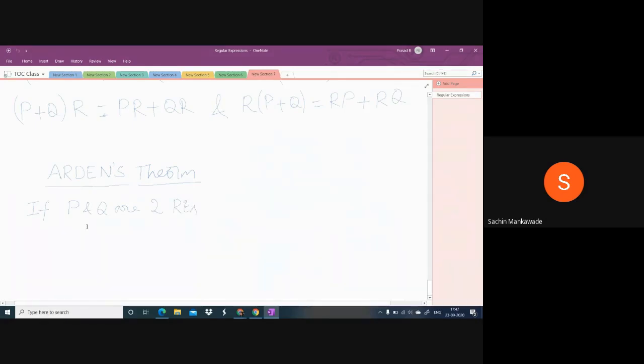If P and Q are two regular expressions, and P is not equal to epsilon. Here Q can be epsilon, but P should not be epsilon. At the same time, none of them should be phi, meaning P should not be phi and Q should not be phi.